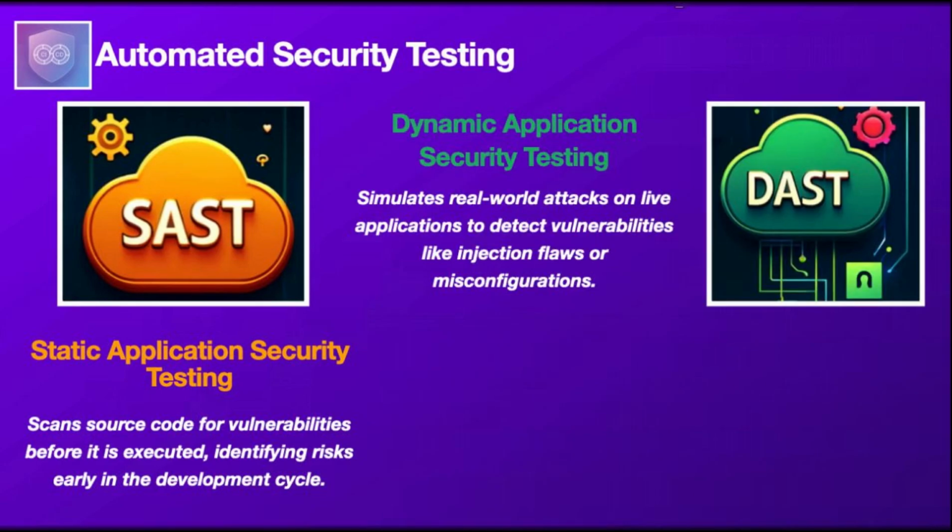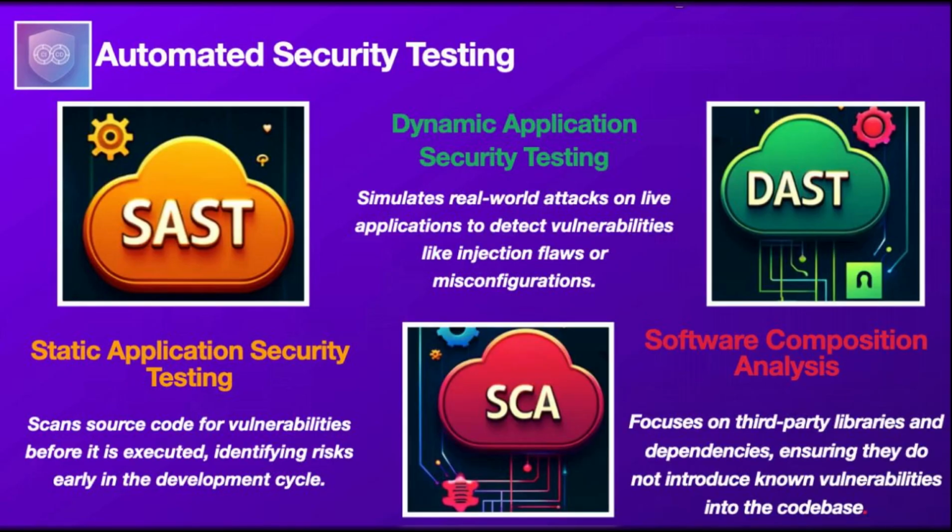DAST, Dynamic Application Security Testing, simulates real-world attacks on live applications to detect vulnerabilities like injection flaws or misconfigurations. SCA, Software Composition Analysis, focuses on third-party libraries and dependencies, ensuring they do not introduce known vulnerabilities into the codebase.